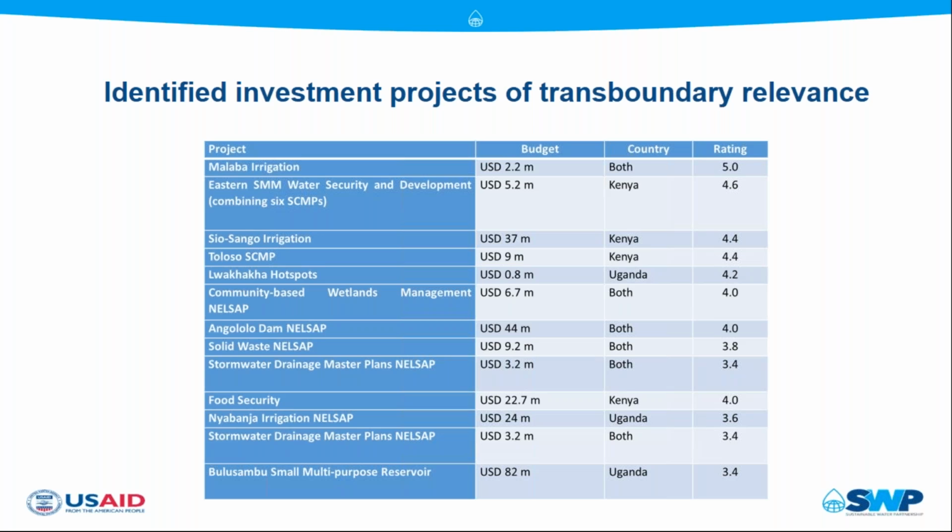And then which country these projects are likely to benefit. Some are national, some will benefit both states. And then a rating given by stakeholders based on a workshop in May 2018 in Uganda. Stakeholders developed this list. They selected these 12 shortlisted investment projects from the broader range of them, looking at which ones had transboundary relevance. So even though the benefit is to one country, it still has a transboundary implication, for example, on flows or sediment movement.